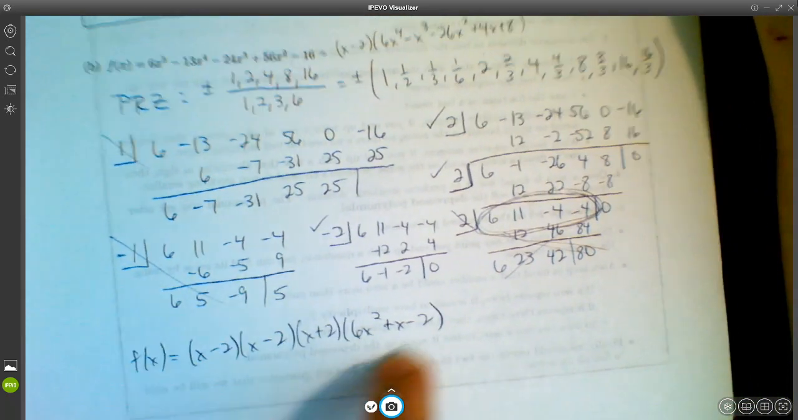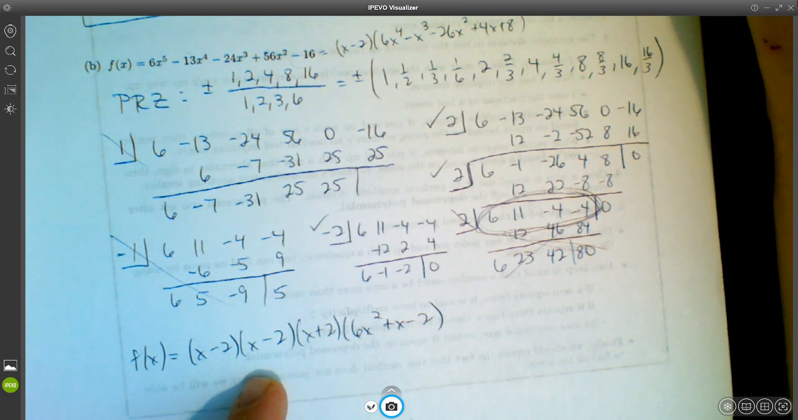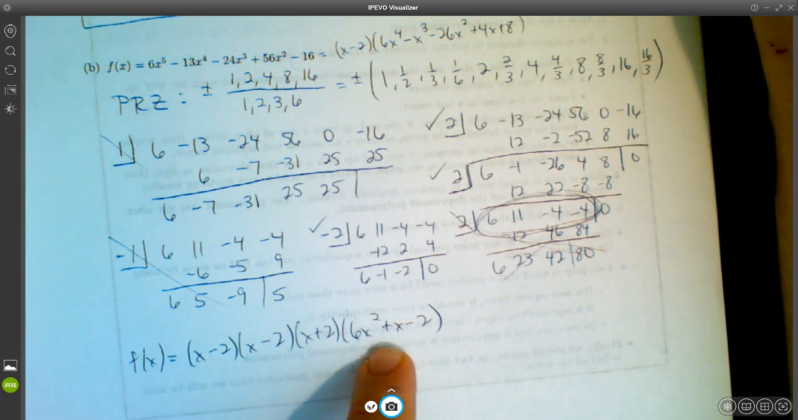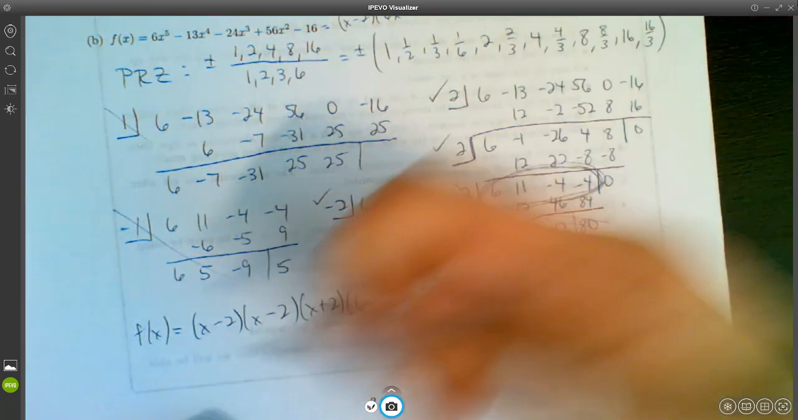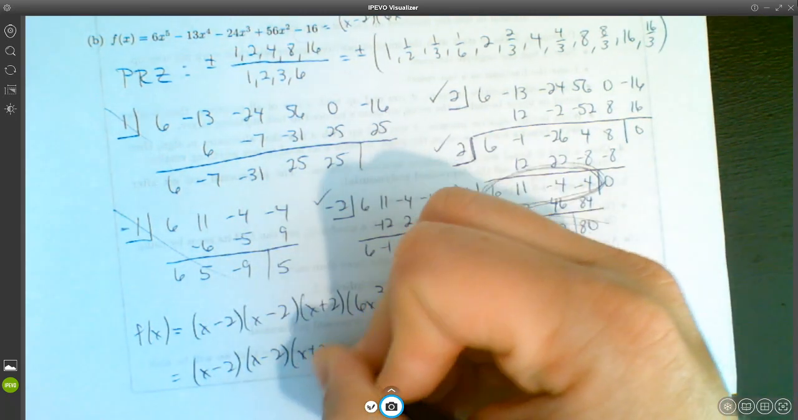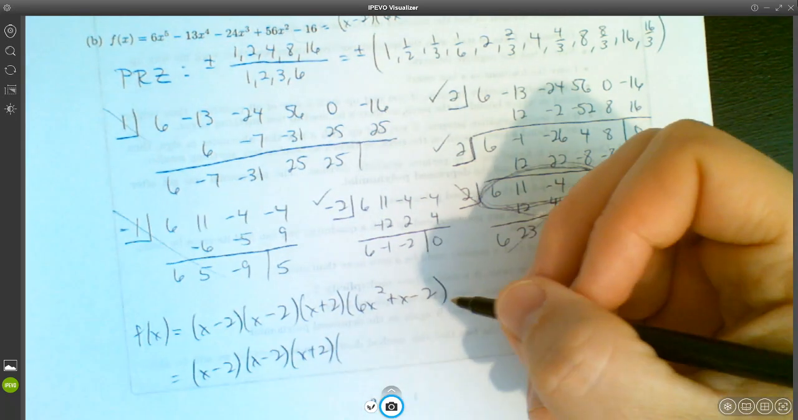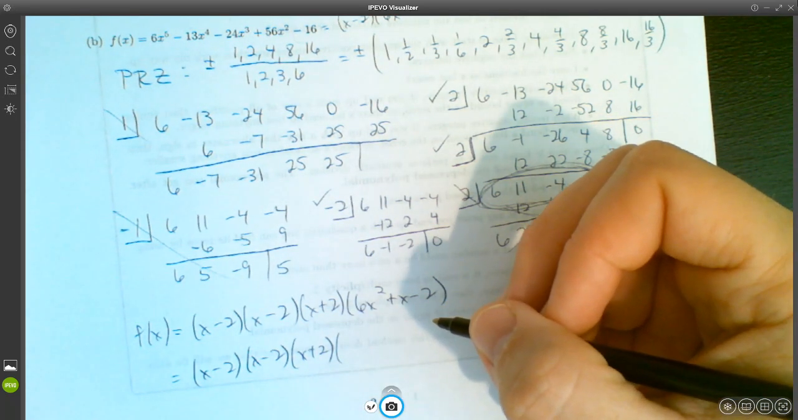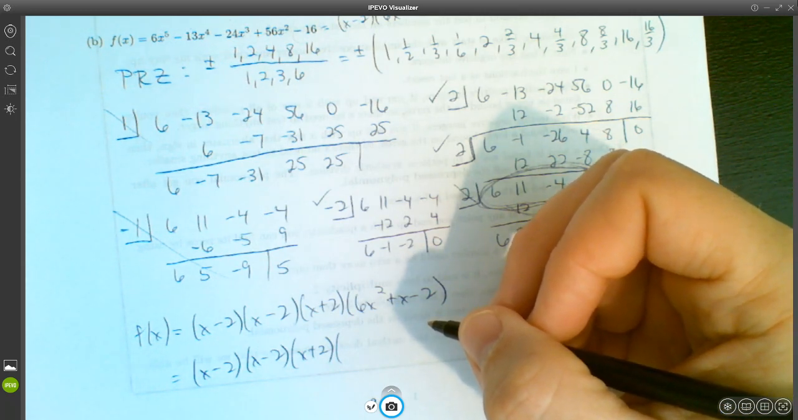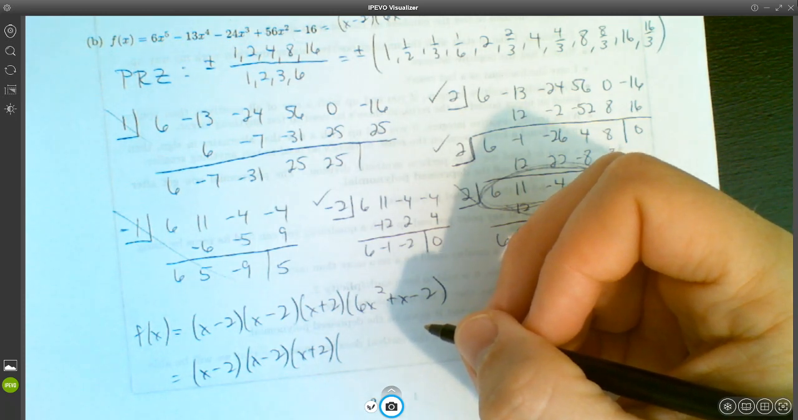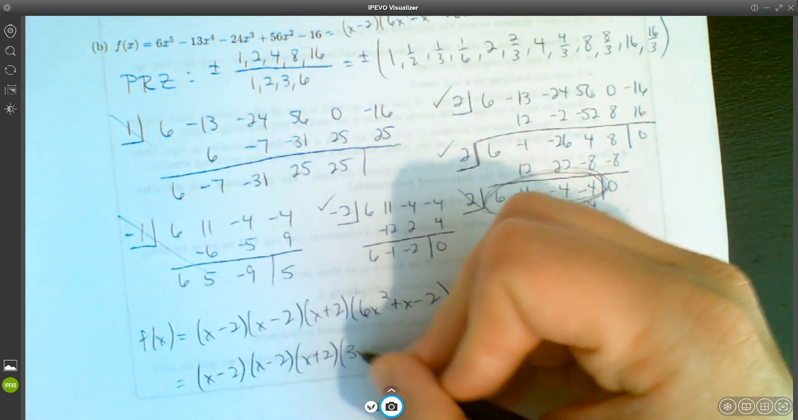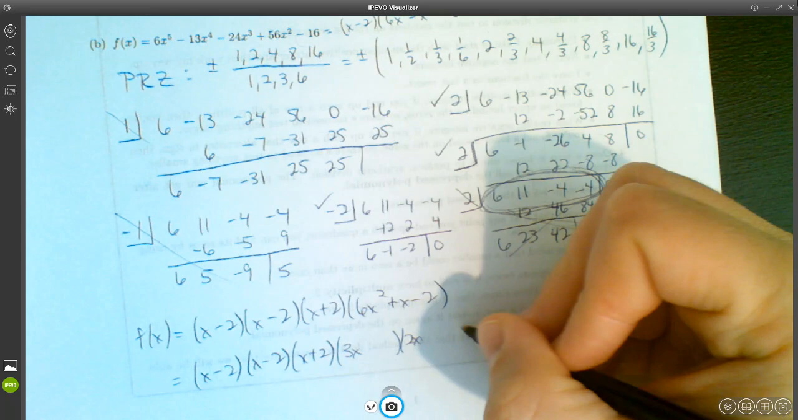Okay, so this is what we have so far. Now, if I can factor this any further, then I will. If not, I can always use quadratic formula on it. Let me at least try to factor it, though. For 6x squared, well, we could have 6x and x, or we could have 3x and 2x. I think it's going to have to be a 3x and a 2x. Could be wrong.